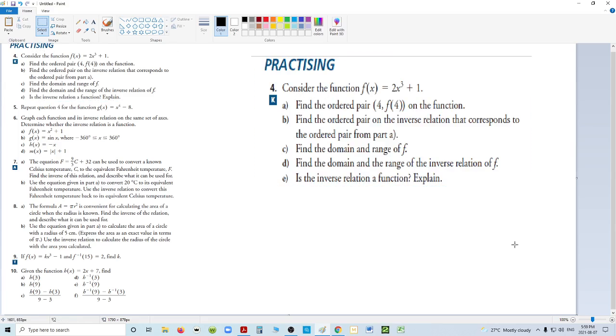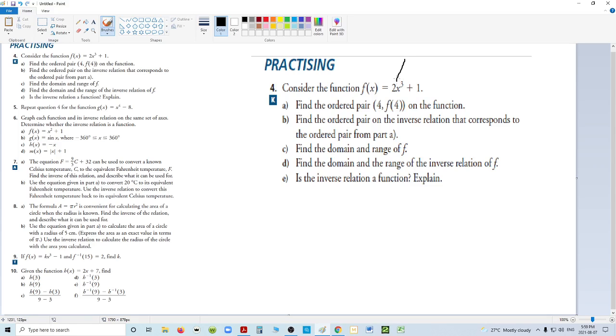Rationals are harder to spot. Consider this function. Find the ordered pair on the function. That's a really confusing way of saying it. It's saying, find the y value when x is 4. That's all this is saying, and it's a really confusing way of saying it.